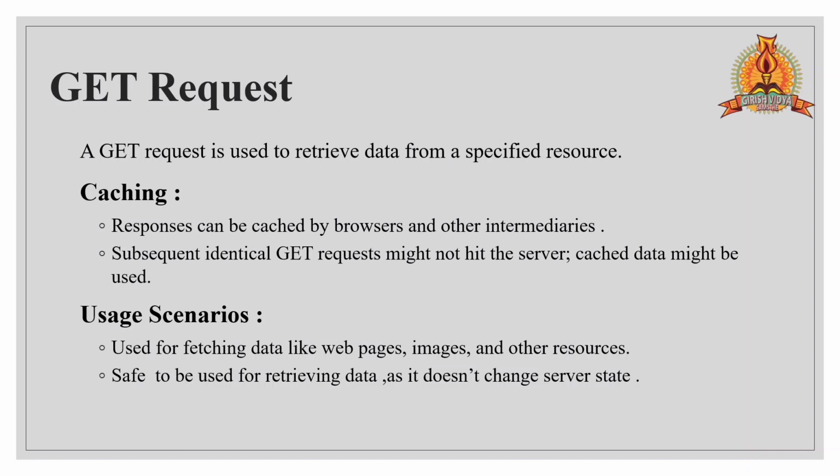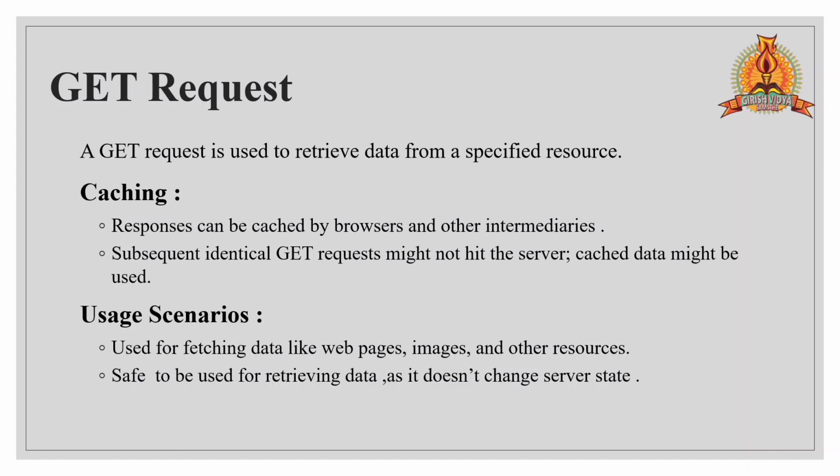Then subsequent identical GET requests might not hit the server. Cached data might be used. So the GET request might or might not reach the server, but the cached data will serve that request and provide the information the GET request needs. Then where do we use the GET request? It is used to fetch data like web pages, images, and other resources.